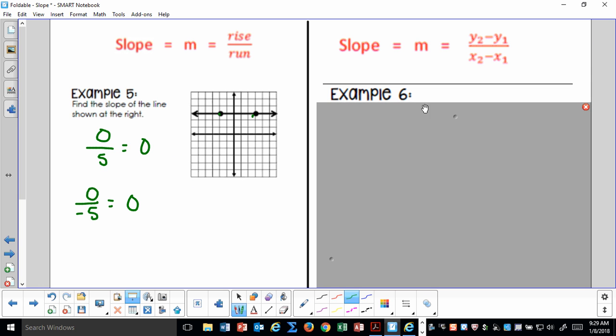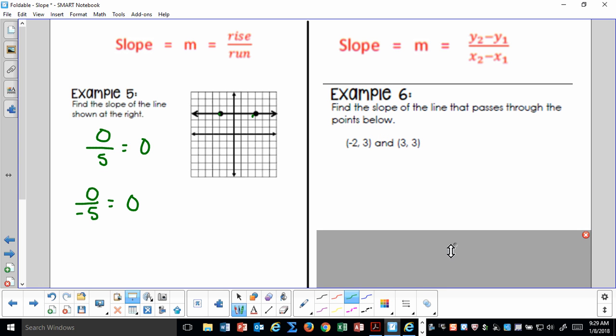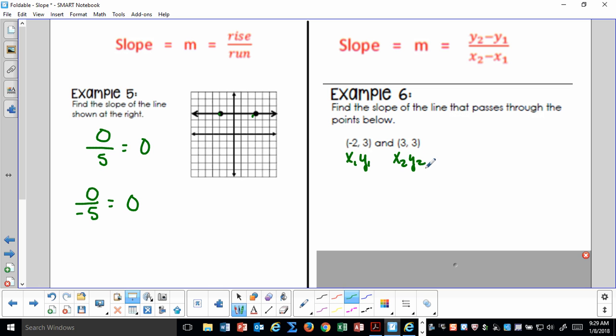So now let's calculate the slope of this line algebraically using our slope formula. y sub 2 minus y sub 1 over x sub 2 minus x sub 1. So again, we always label our points first. So we have x sub 1, y sub 1, x sub 2, y sub 2. Now we're just going to substitute into our formula. y sub 2 is 3, y sub 1 is 3. 3 minus 3 is our numerator. x sub 2 is 3 minus a negative 2 for our denominator. 3 minus 3 is 0. 3 plus 2 is 5. 0 divided by 5 simplifies to 0. So whether we use our slope formula or a graph, this horizontal line has a slope of 0.